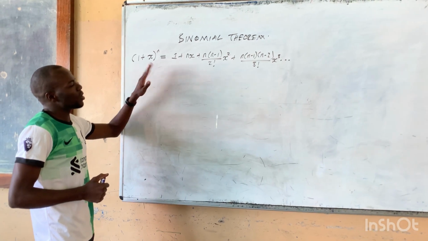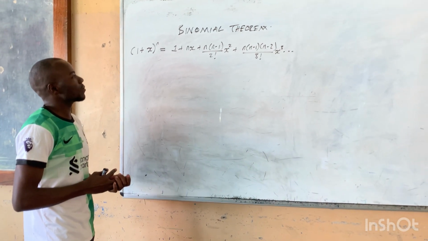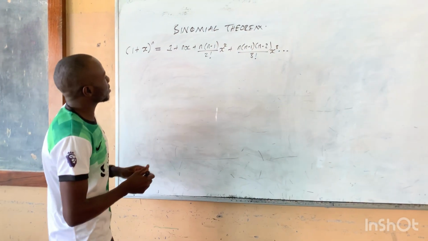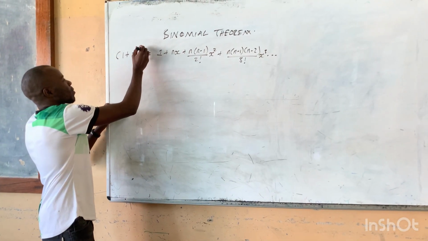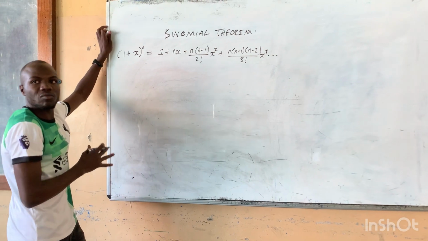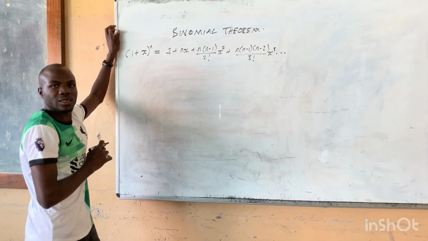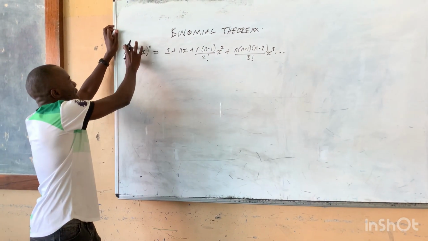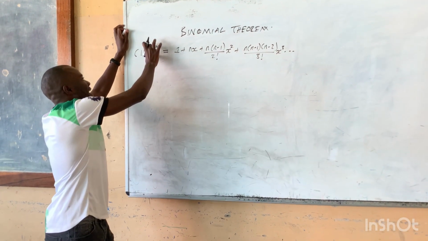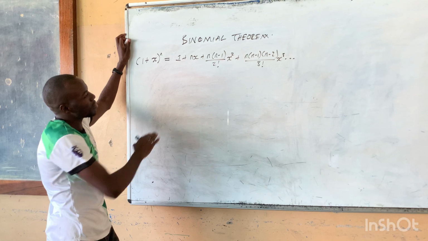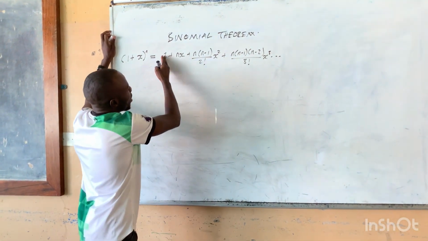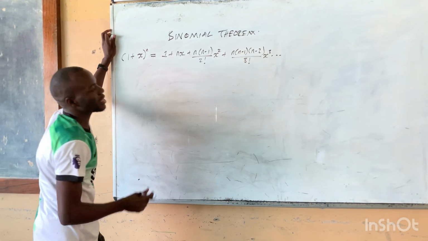Now when you are given something like this, what does n stand for? n is just the power of that binomial expansion. 1 is the first term, x is the second term of the binomial expansion. I've just given you up to the fourth term there.